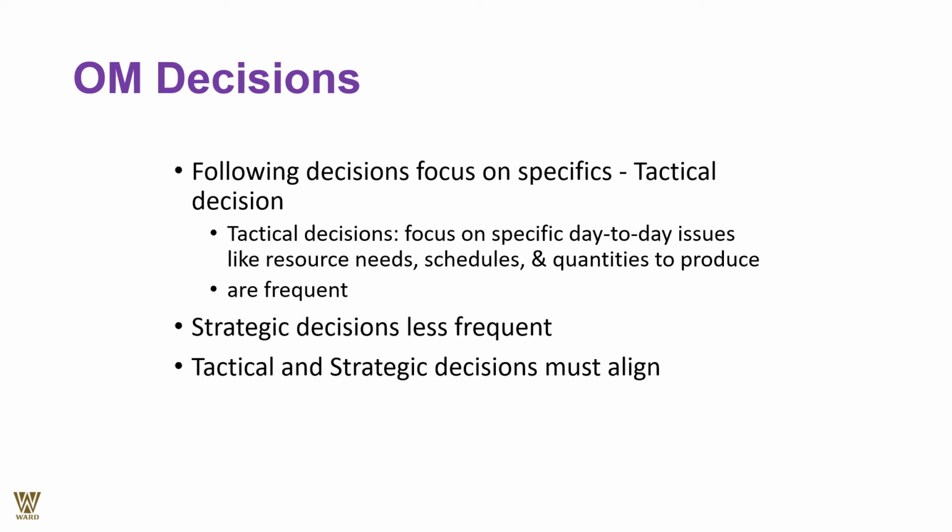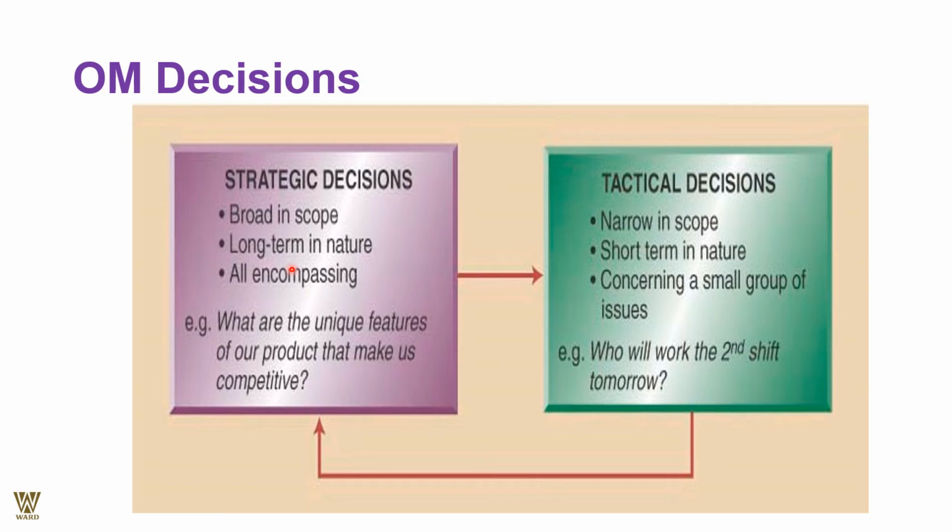Strategic decisions are less frequent because they have a long-term impact, whereas tactical decisions must align with them. So in operation management decisions, strategic decisions are broad in scope, whereas tactical decisions are narrow, absolutely on a short-term basis. Strategic decisions are long term in nature, whereas tactical decisions are absolutely short term. Strategic decisions have an impact across the organization and are all encompassing, whereas tactical decisions are the other way around and concern a very small group of issues. This needs to be worked around.